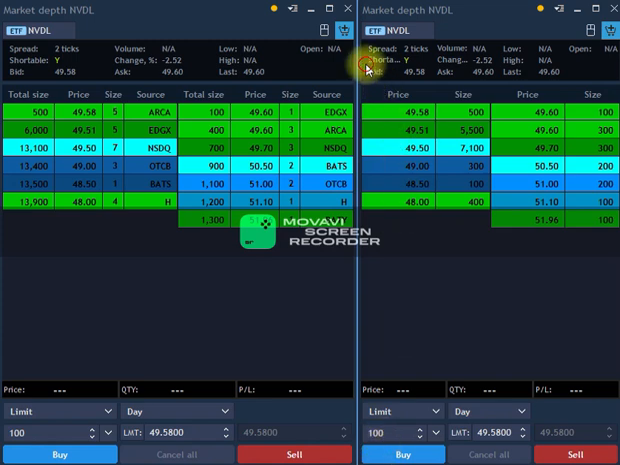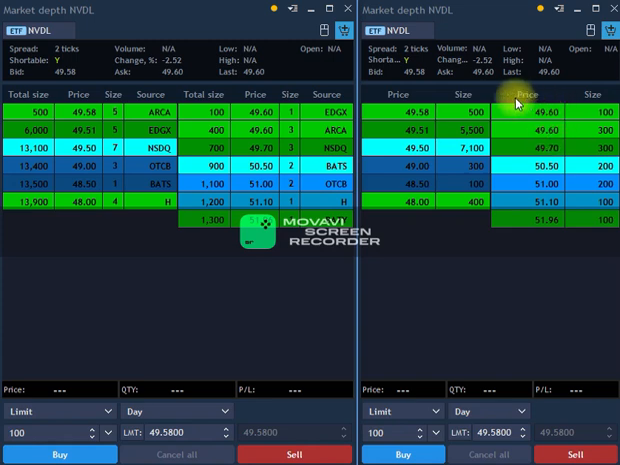Let me highlight it. So the bid, in this case, the highest price that buyers are willing to pay right now is $49.58, and that buyer is bidding for 500 shares. He's willing to pay $49.58 for 500 shares. On the sell side, there is a guy here sitting at $49.60 that's willing to sell 100 shares, and another guy that's willing to sell 300 shares at $49.60.